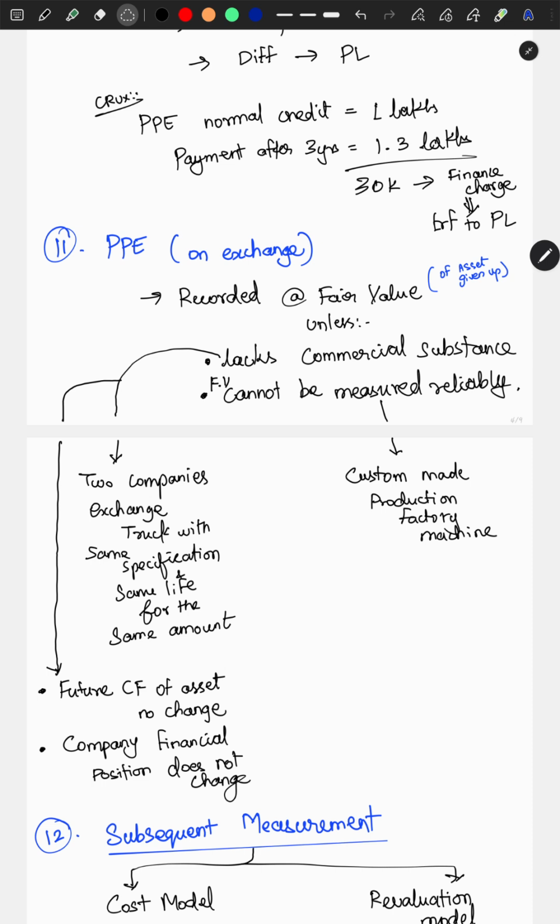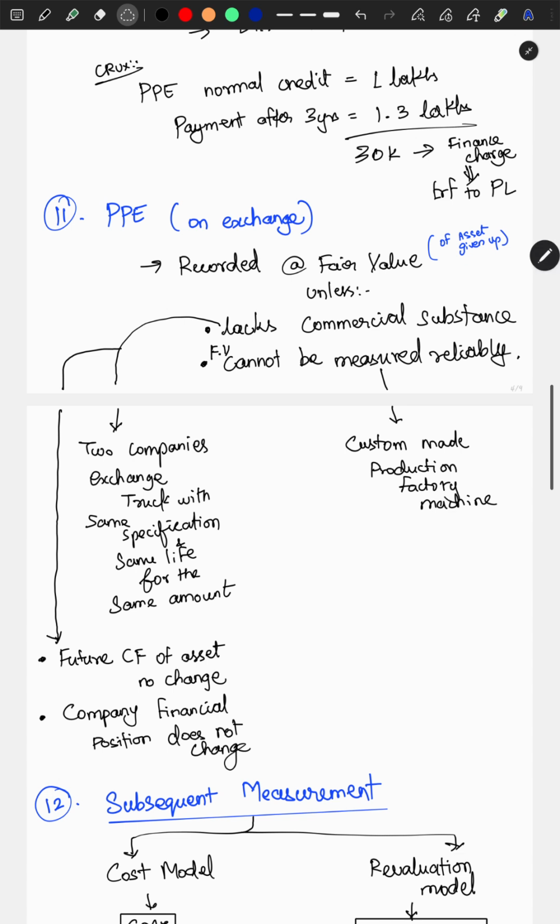The first is that the exchange lacks commercial substance. Commercial substance means the future cash flow of the asset does not change and the company's financial position does not change. One best example is two companies exchanging their trucks with the same specification, same life and the same amount. Then that lacks commercial substance. In that case, it can be measured at cost only. The fair value of the asset need not be calculated because it will unnecessarily inflate the balance sheet.